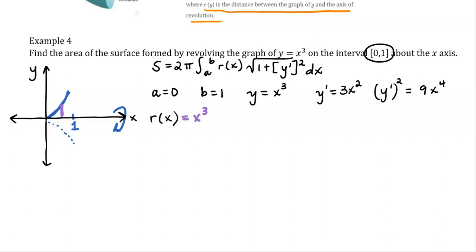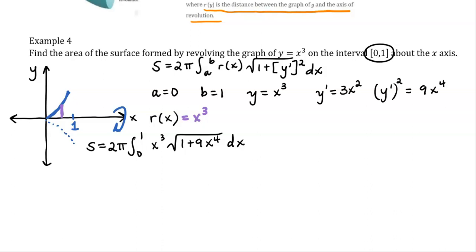So we are ending up with x cubed there. So now that we have everything that we need, let's go ahead and set up our integral. We will have S is equal to 2 pi, the integral from 0 to 1 of x cubed times the square root of 1 plus 9x to the fourth dx. So I've plugged in all of the pieces of information that we had into our formula. So now we need to integrate.